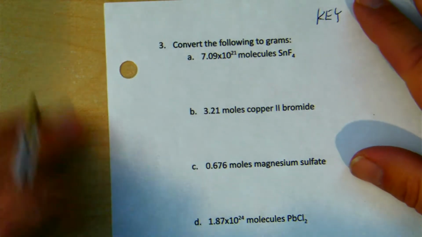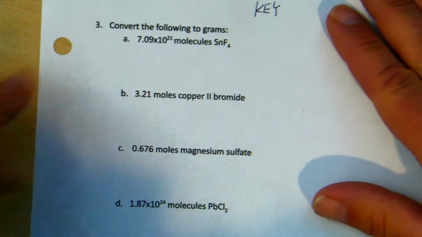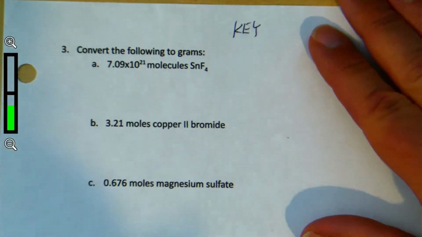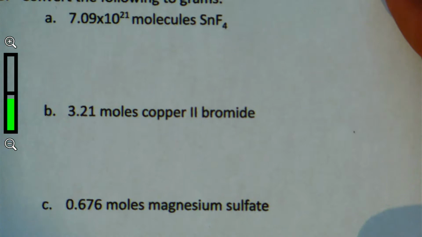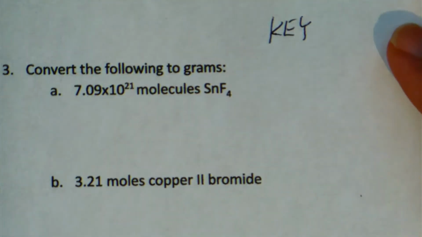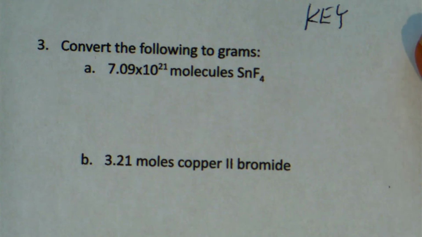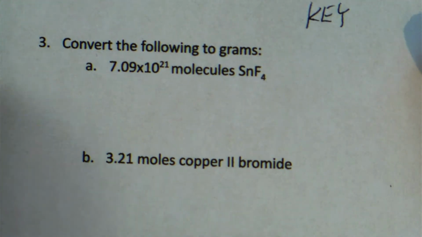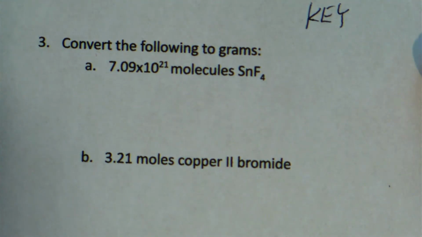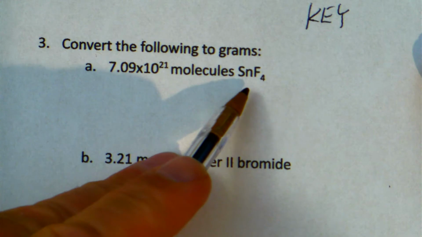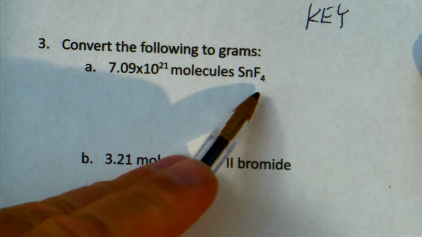Number 3, part A. Convert the following to grams. 7.09 times 10 to the 21st power molecules of tin 4 fluoride. I need to know the gram formula mass of tin 4 fluoride.